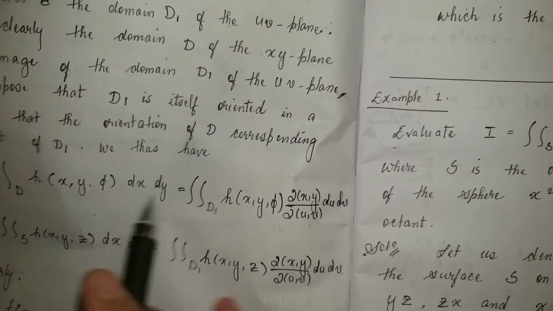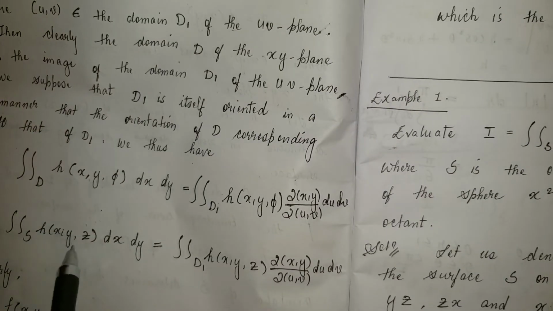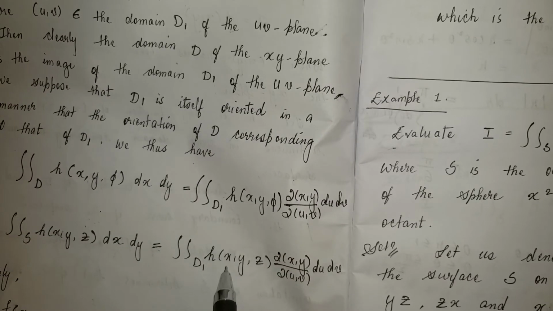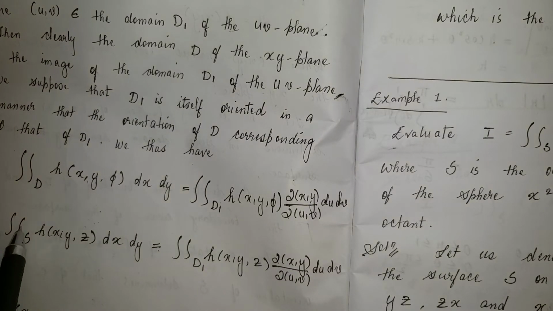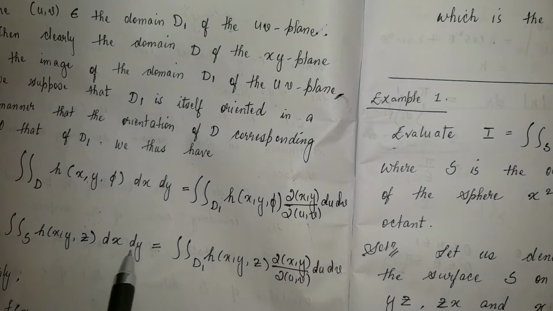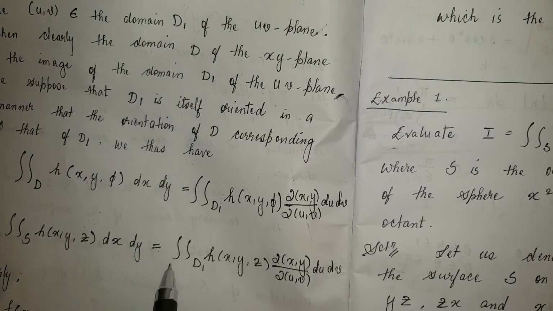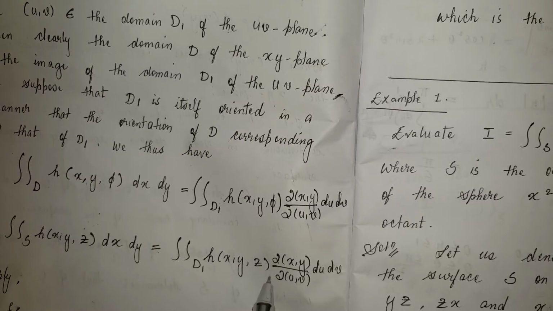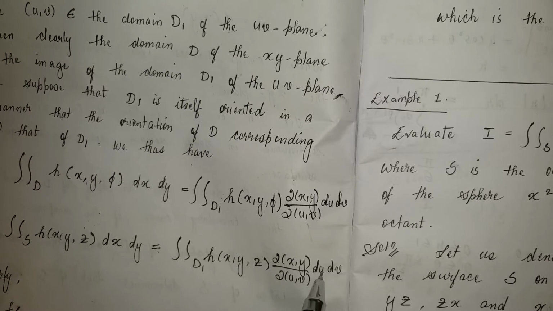Therefore, what do we have? This is equal to this, then we have equal to this integration. So the integration over S of the function h in the variables x, y, and z dx dy is equal to the integration over D1 of the function h in the variables x, y, and z, then the Jacobian del(x,y)/del(u,v) du dv.